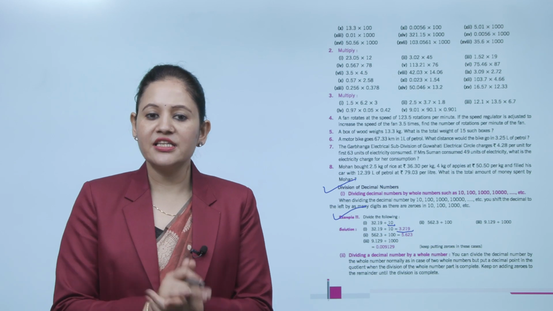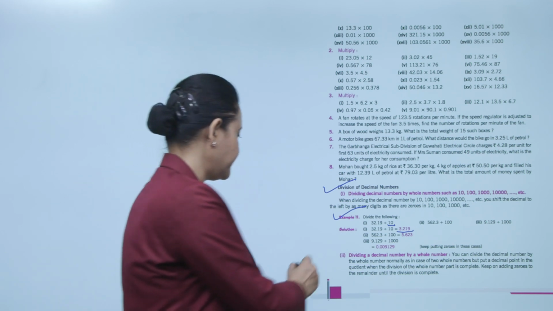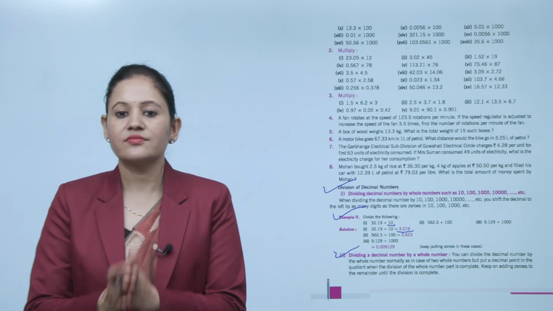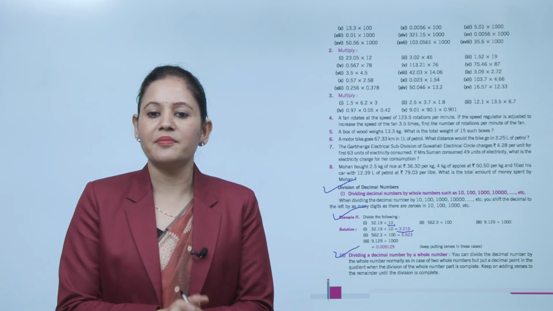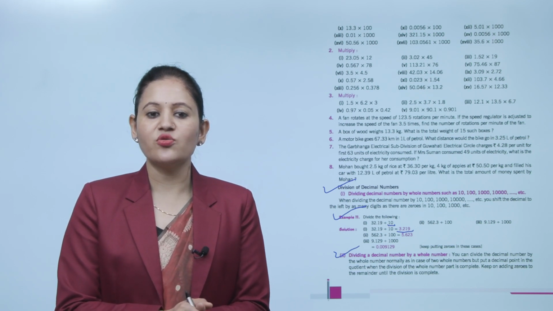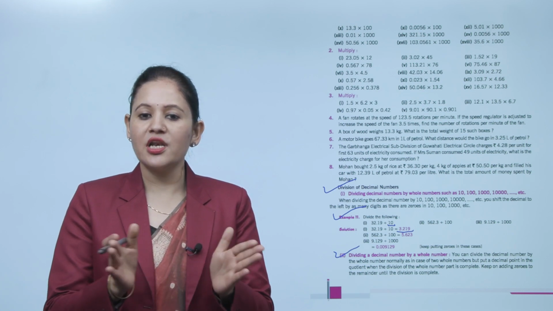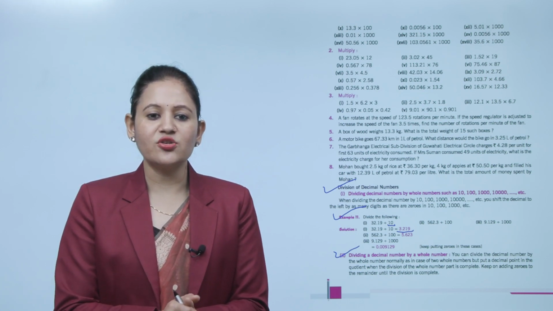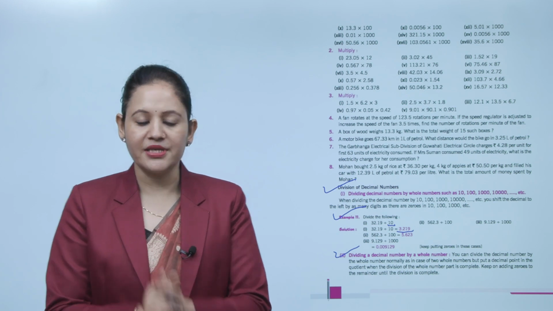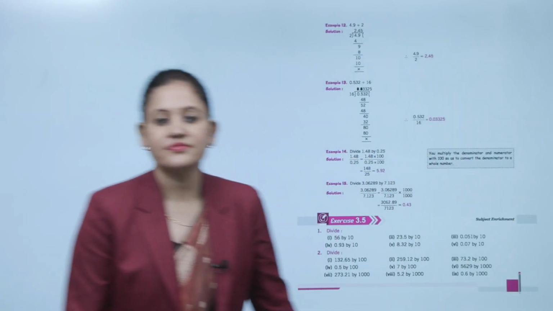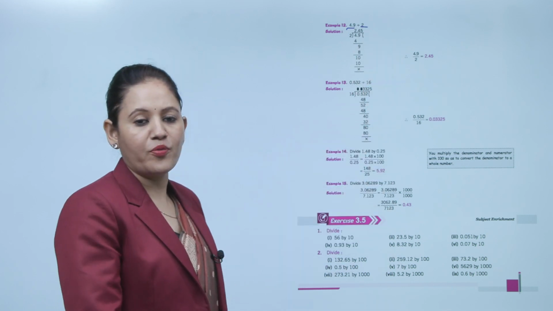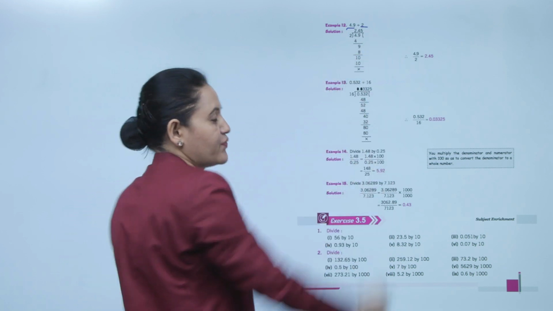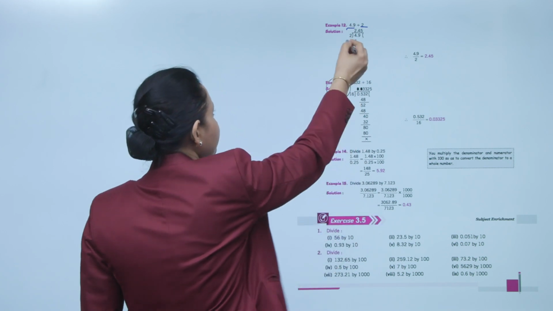Next is dividing a decimal number by a whole number. You can divide a decimal number by a whole number normally as in the case of 2 whole numbers, but put the decimal point in the quotient when the division of the whole number part is complete. Keep on adding zeros to the remainder until the division is complete. For example, 4.9 divided by 2. One is a decimal number and the other is a whole number. So 4.9 divided by 2, the whole part is 4 here. 2 twos are 4, so 2 times.